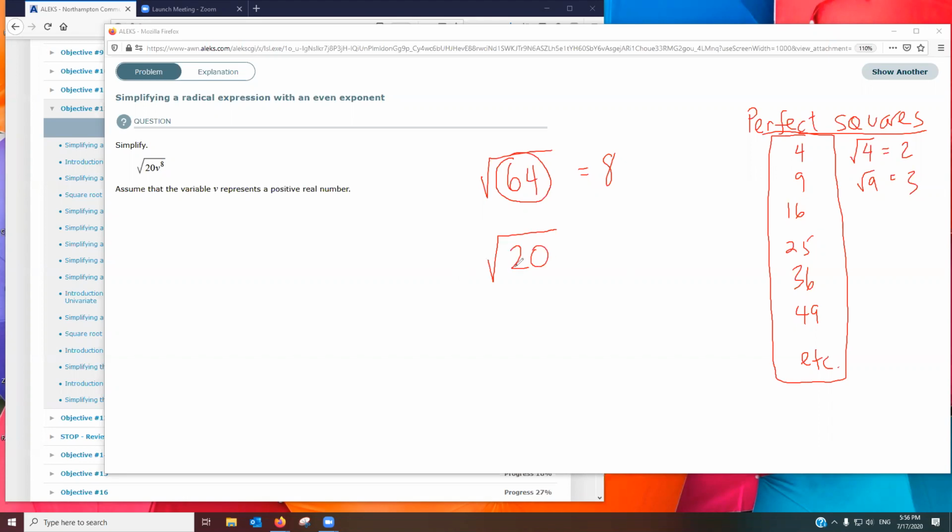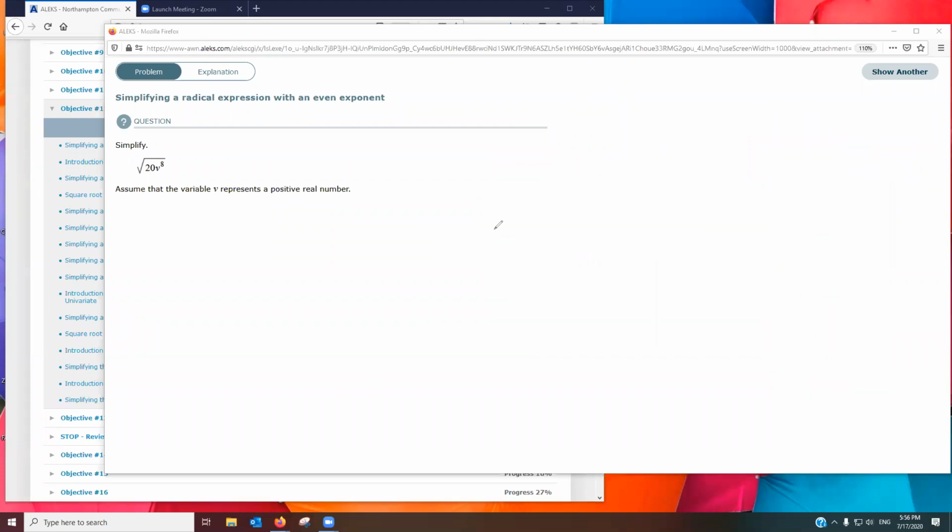20 is not a perfect square. But here's what I'd like to do to simplify this. So we want to try to simplify an expression like this. Well, one thing I could think about is if I have the square root of a times b underneath the square root symbol like this, I'm allowed to break it up to be two separate square roots.